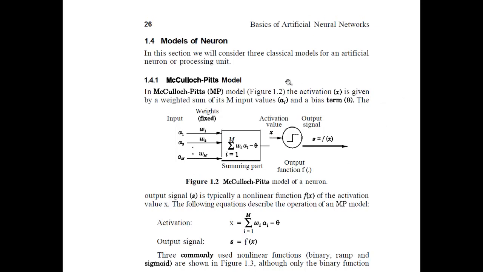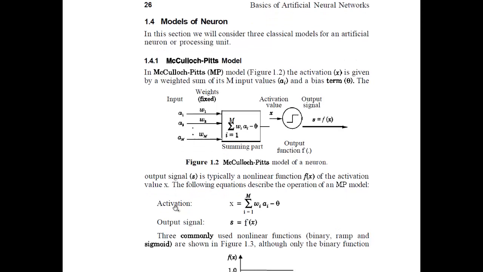As you already know, the structure of the neuron consists of the inputs, the weighted functions, the summing part and the activation unit, and finally you get the output. Now in the McCulloch-Pitts model you have the inputs A1 to AM, weights from W1 to Wm, and you have the summing part, then the activation function, then finally you get the output, which is the function f of x.